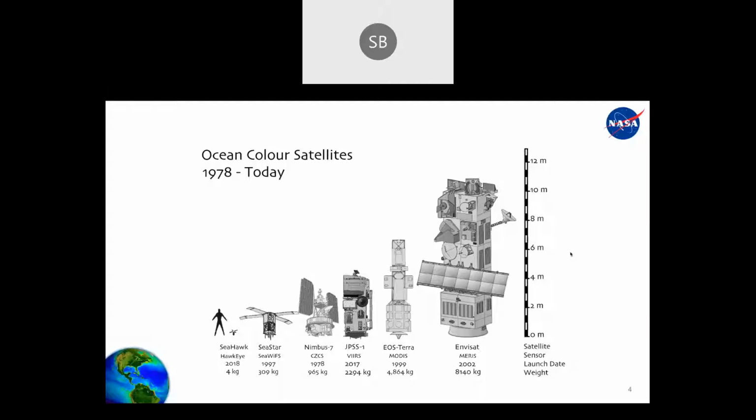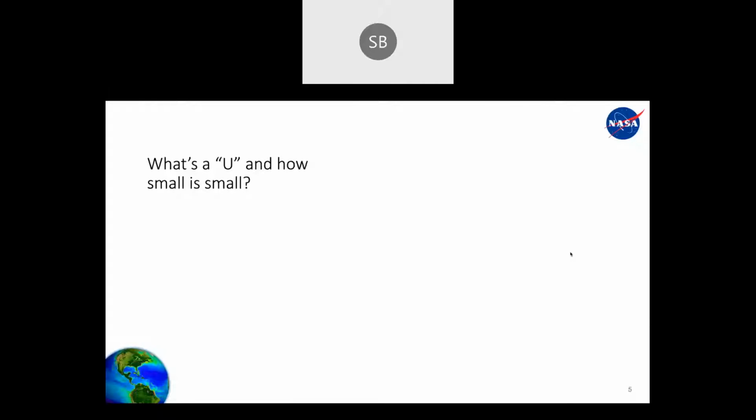It provides us some unique capabilities, being able to have a smaller instrument on a CubeSat. It's much cheaper and can be produced much faster. Well, how much smaller is it? And what is small? Well, we refer to the SeaHawk instrument or platform as a 3U CubeSat. What does U mean? U is short for unit. We're clever people. 1 unit is about 10 cubic centimeters, so 10 centimeters by 10 centimeters by 10 centimeters on the side.